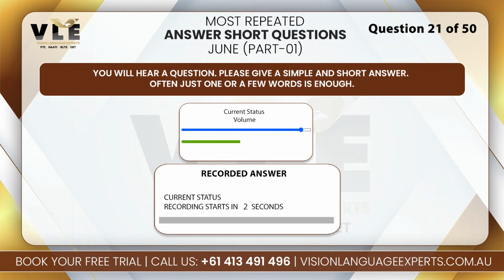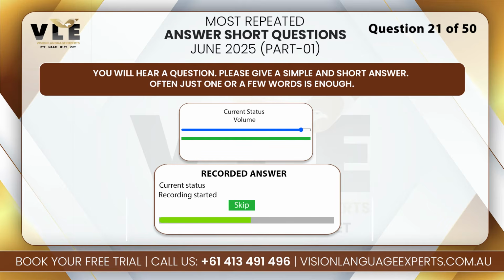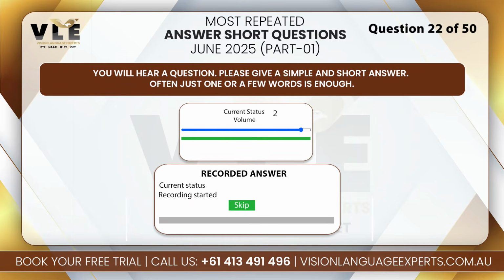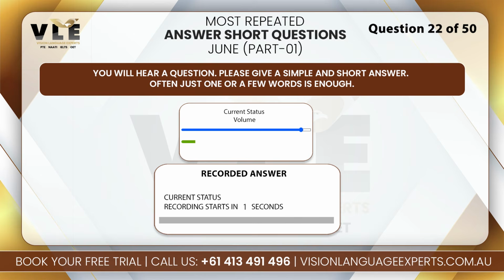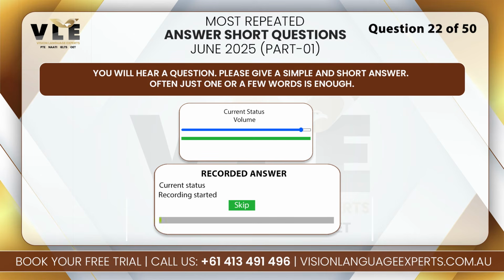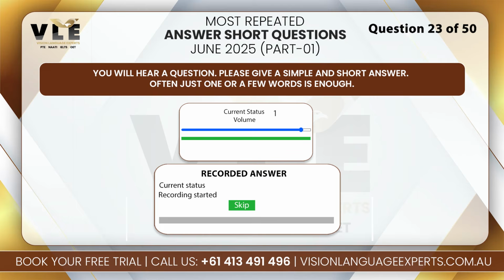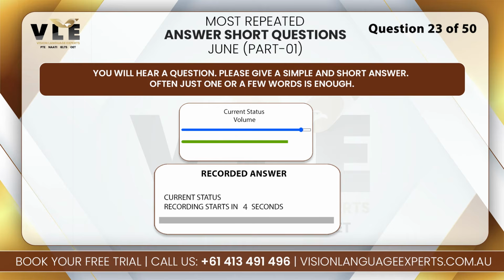What term is used to describe a person who rides waves on a special board in the ocean? Surfer. Which musical instrument has both pedals and strings? Harpe, piano. In addition to A, E, I, and O, what is the other vowel?